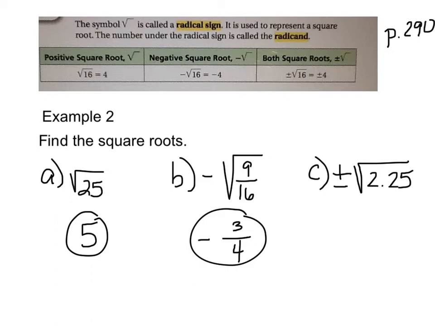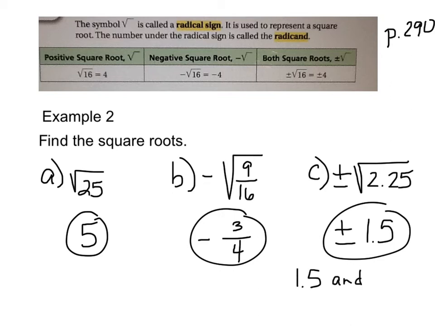And then C says plus or minus the square root of 2.25. Since it's plus or minus, our answer will also be plus or minus. The square root of 2.25 gives you 1.5. So my answer will be plus or minus 1.5. Once again, what that means is that 1.5 and negative 1.5 are my answers. Now you can have either one of these. You can either put a plus or minus in front, or you can write it out separately as two different answers.